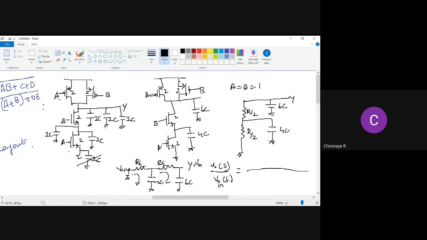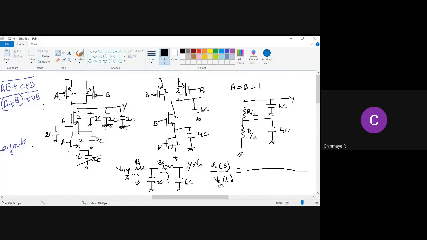Yeah, you're right. This is actually connected to VDD, but as far as delay is concerned, this is connected to AC ground because it's not changing. That does not contribute to the change in delay. Okay, so this is clear, right?